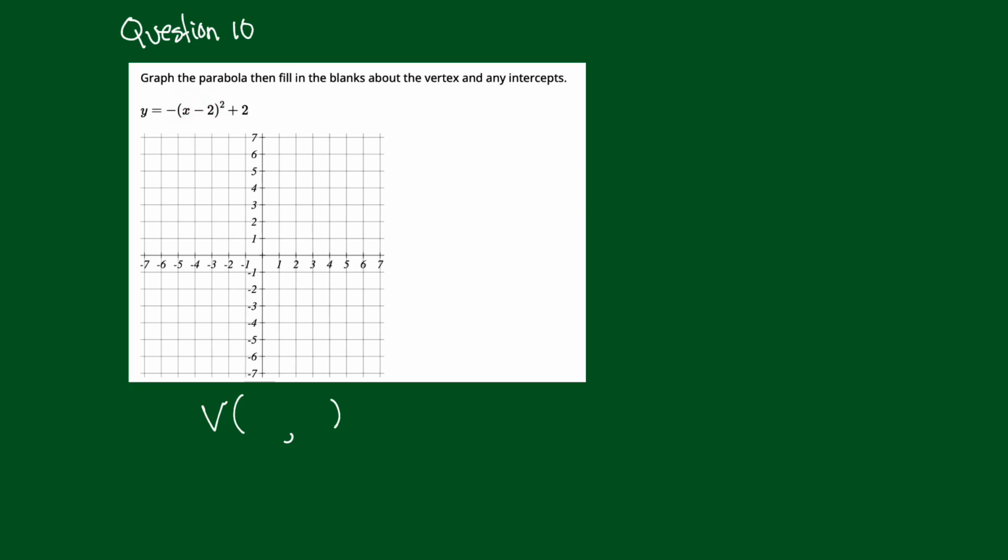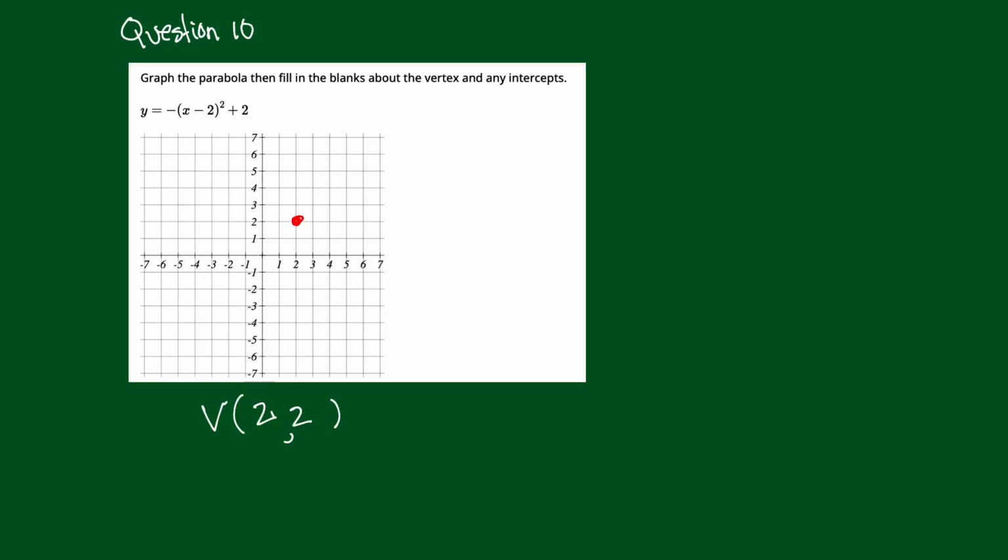If I was to graph it, it goes 2 to the right, so this is going to go 2 to the right, and then the outside part tells us the vertical. And the vertical does just what you think it does, plus 2, that's going to go up 2. All right, so we're going to have the vertex at 2, 2. Let's graph that. So I'll start at the origin. I'll go over 2, up 2, put a point there.